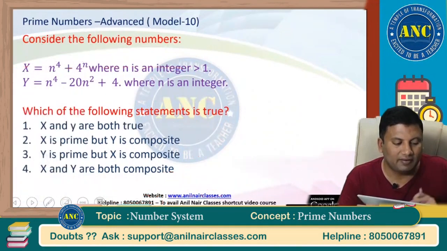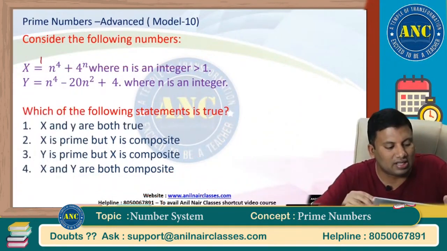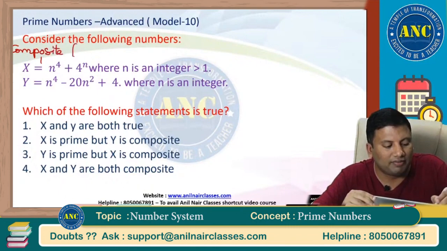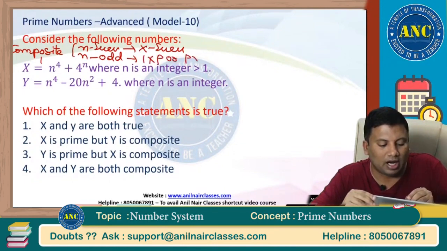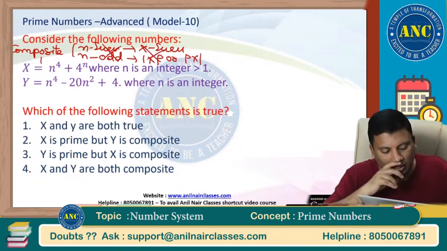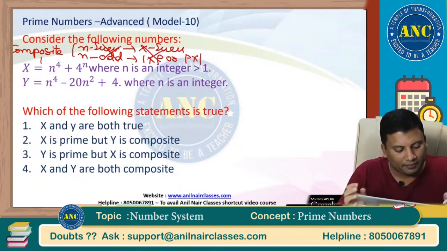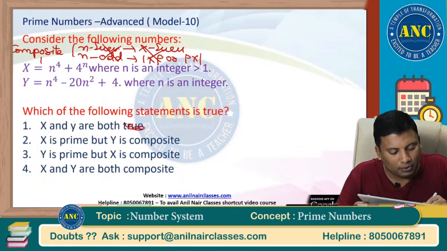All are very, very good questions, sir. X is a composite number. Why is it a composite number? If n is an even number, x is becoming an even number. Even number, it is not possible. If n is an odd number, it cannot be expressed as 1 into p or p into 1. Both the cases, it is not possible. So, x is a composite number.